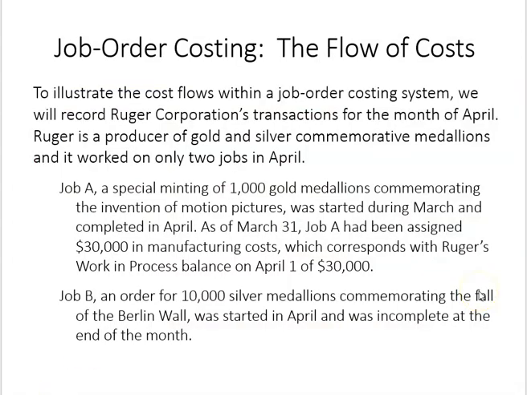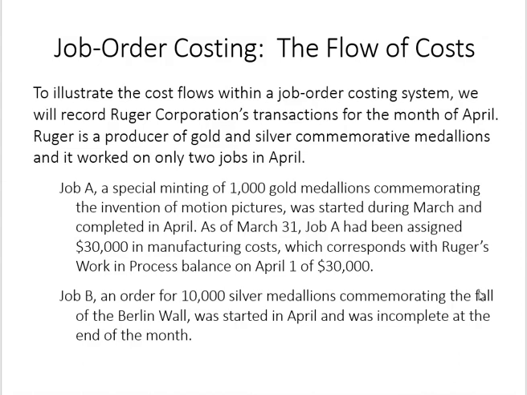All right, we're going to illustrate this by being the accountant for Ruger's Corporation. So it tells us that we are doing the month of April. They are a producer of gold and silver commemorative medallions, and they worked on only 2 jobs in April. Job A, a special minting of 1,000 gold medallions commemorating the invention of motion pictures, was started in March and completed in April. As of March 31st, Job A had been assigned $30,000 in manufacturing costs, which corresponds with Ruger's work in process balance on April 1, $30,000. So we have a beginning work in process, April 1 of $30,000.